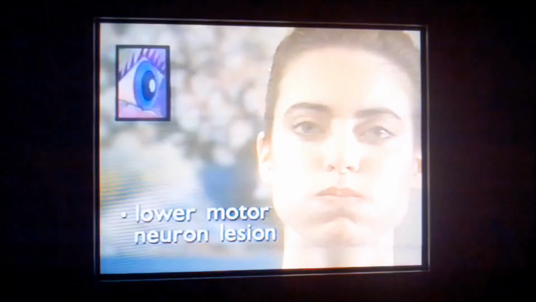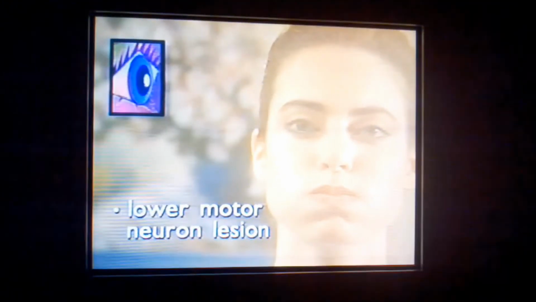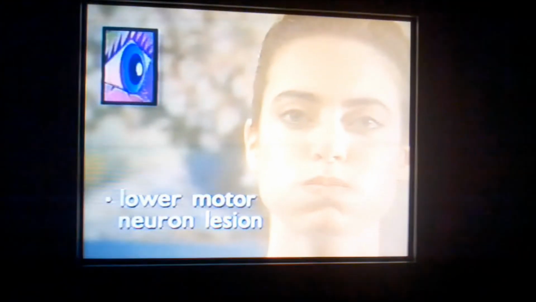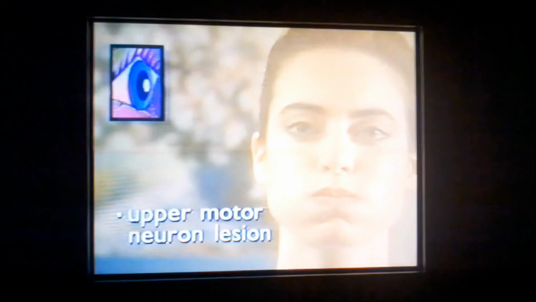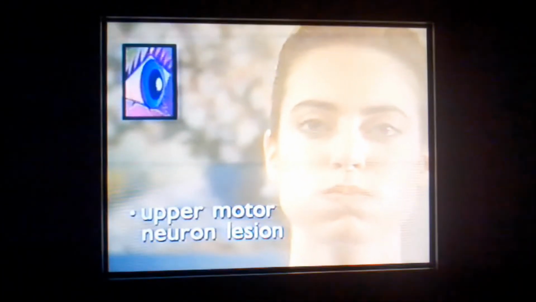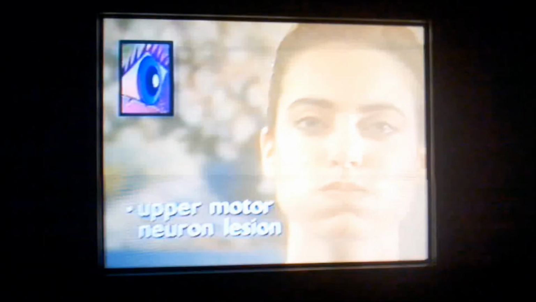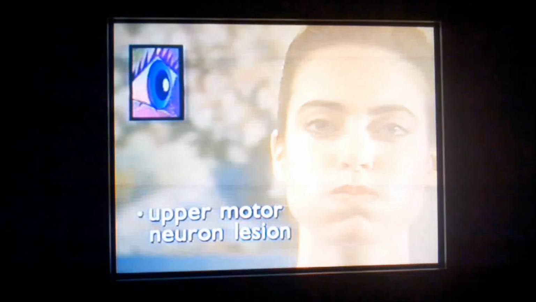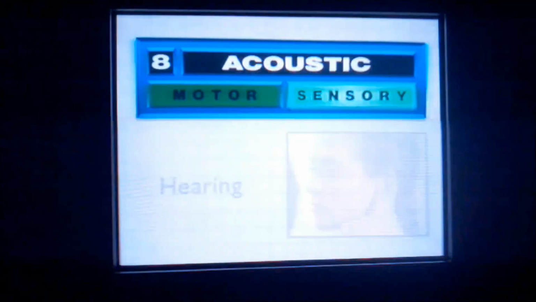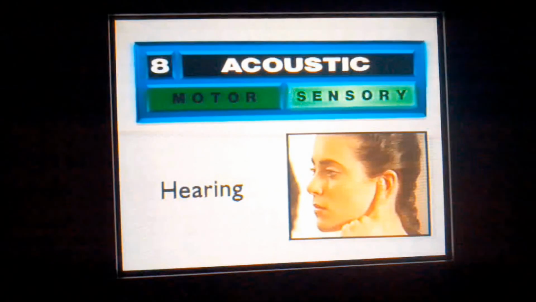If the patient has weakness or asymmetry of both the upper and lower face, suspect a lower motor neuron lesion such as Bell's palsy. If you observe the weakness or asymmetry primarily in the lower face, suspect an upper motor neuron lesion. Now, assess the eighth cranial or acoustic nerve.